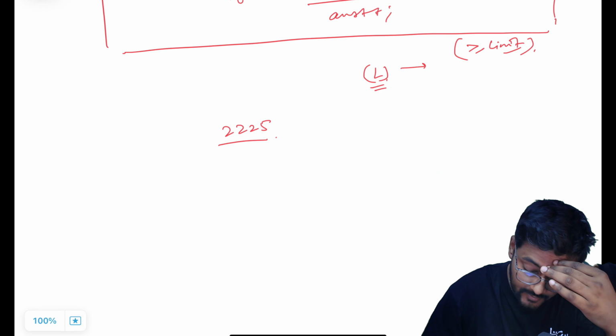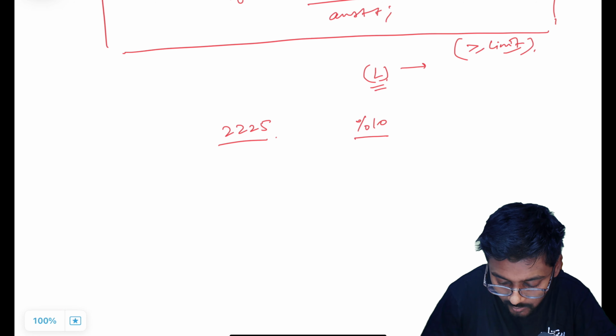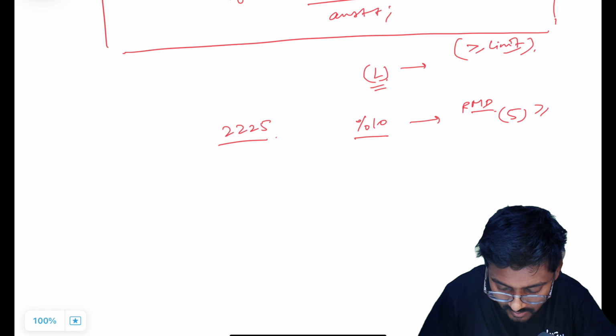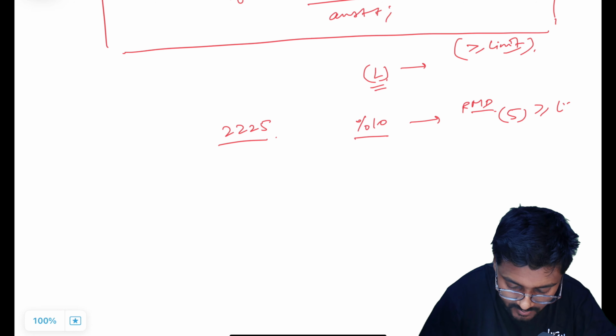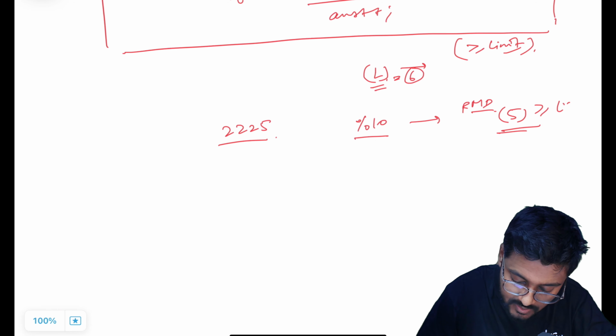To check if every value is greater than or equal to the limit, just take modulus with 10. If I take modulus with 10, I get the rightmost digit. The rightmost digit is 5. I can check whether it is greater than or equal to the limit. And let's say if the limit is 6, I can check if the rightmost digit is greater than or equal to the limit.